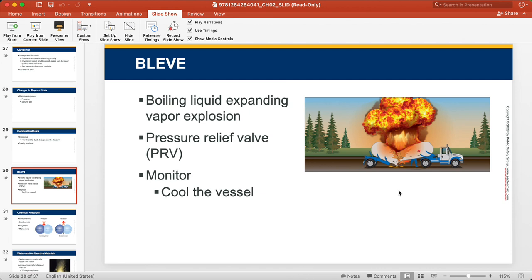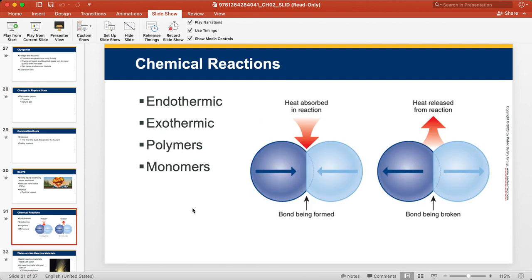But while they're actively burning, you cannot be near these things. They will unalive you very quickly. So, talking about chemical reactions, we have a couple different types that we need to cover as far as what we're going to be dealing with here. We've got endothermic, exothermic, polymer, and then we have monomers.